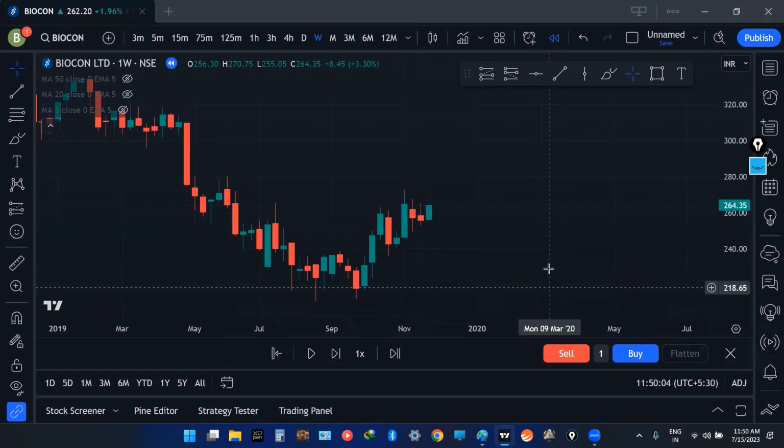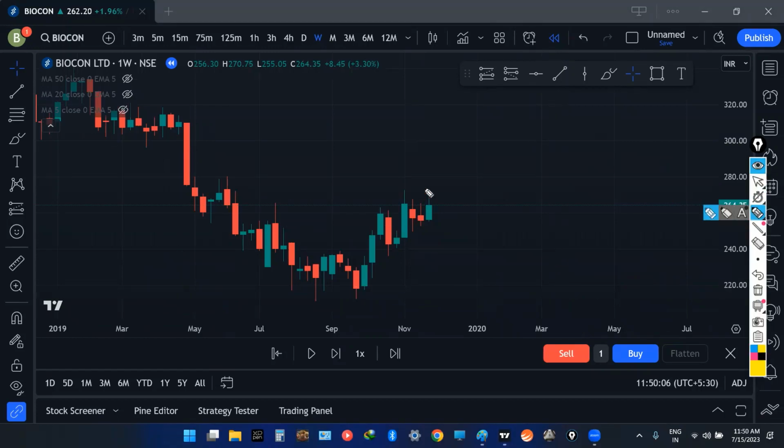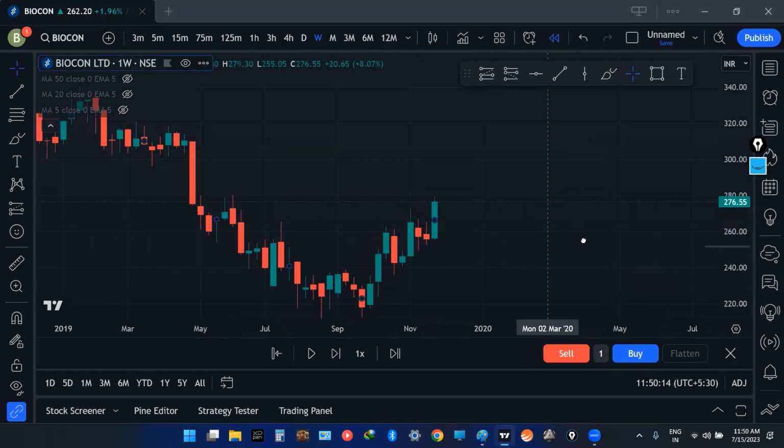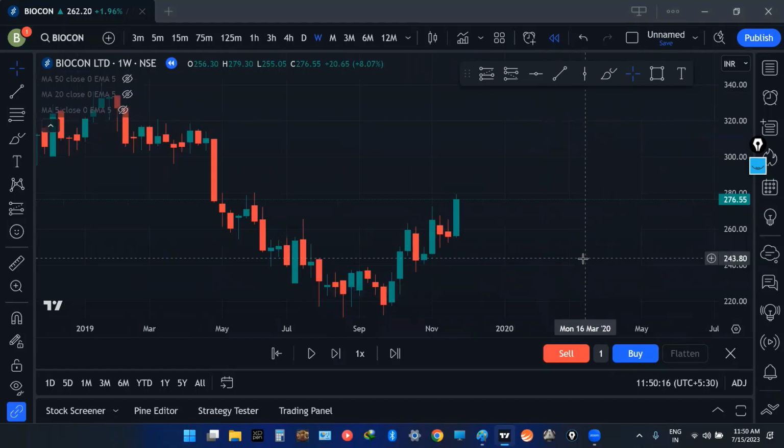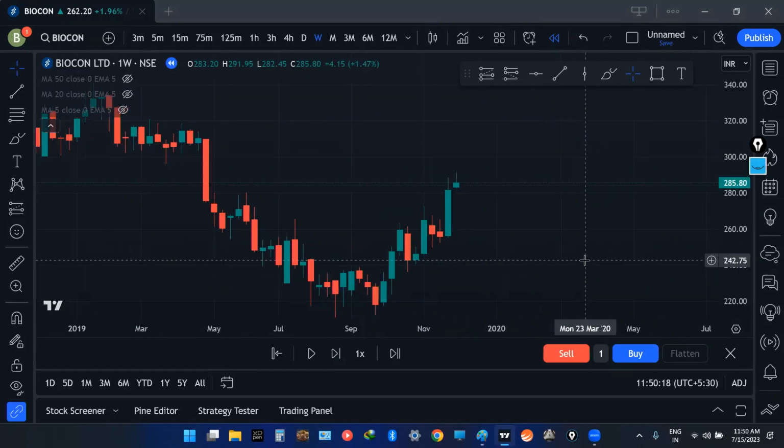We'll see. So now when you see this kind of a candle, our confidence builds up. We know that it should continue. We'll see. So the pattern is continuing. Fine. We'll see what happens next. Let it go.